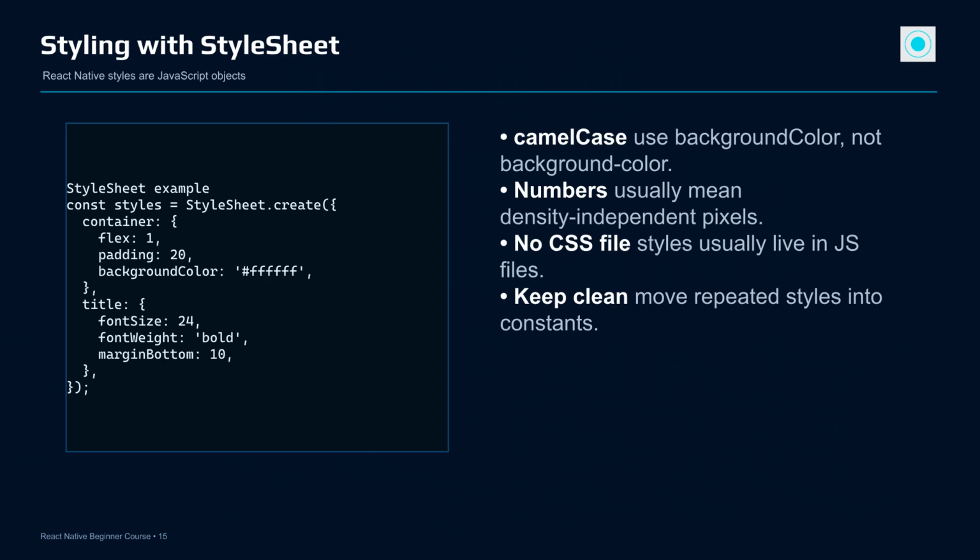Now let's explore styling with StyleSheet. In React Native, styles are defined as JavaScript objects. Remember to use camel case, such as backgroundColor. Numbers usually represent density-independent pixels, and since there is no CSS file, your styles stay neatly within your JavaScript files. Keep it clean by moving repeated styles into constants.